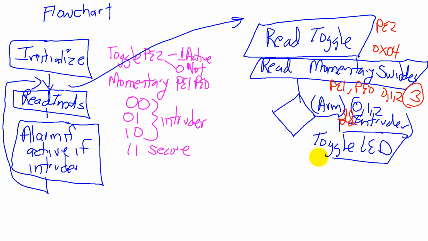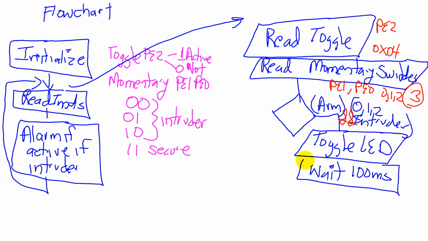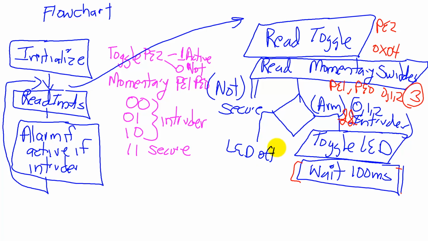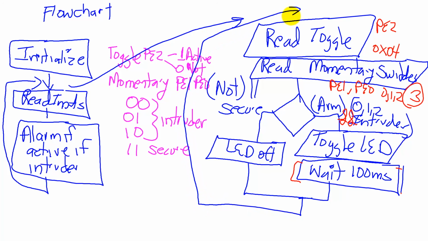All right. So once we've toggled the LED, in order to make it toggle at 5 hertz, we're going to have to wait 100 milliseconds. So this will be a function call to a routine like we did in the last chapter. But if it's not armed, or if it is secure, that condition means there is no problem, and so we'll shut the LED off. Okay. Now, once we've done the check, we are going to go back and read it over and over again.